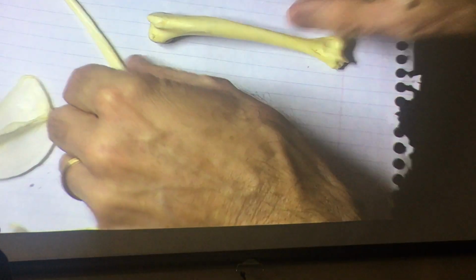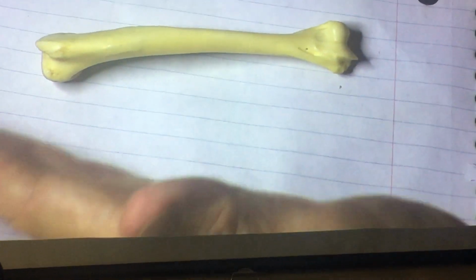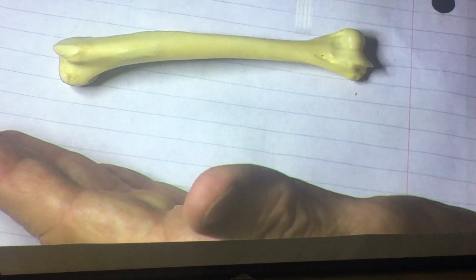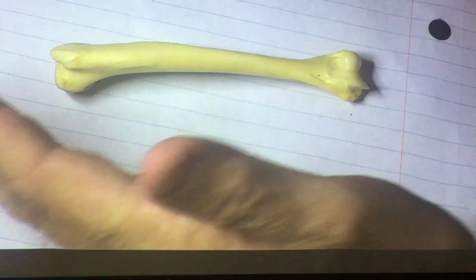Humerus. Proximal epiphysis, diaphysis, distal epiphysis, right? The one bone you could confuse the humerus with is the femur. A couple ways you can tell it different though.